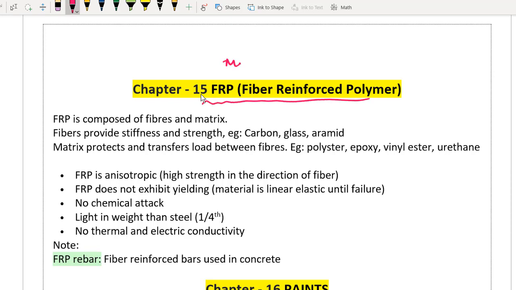Let us continue with our last module, module number 25. And in this module, I am going to teach you very first topic FRP and then paints and then we will see stones and masonry. Okay? So when it comes to FRP, it stands for fiber reinforced polymer.